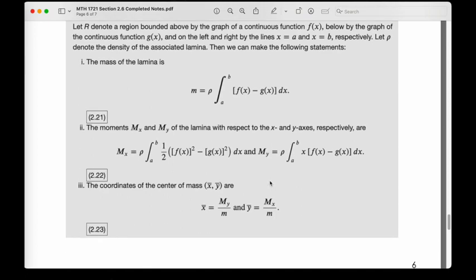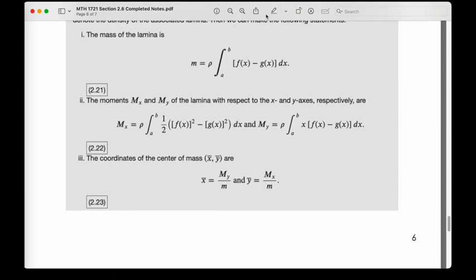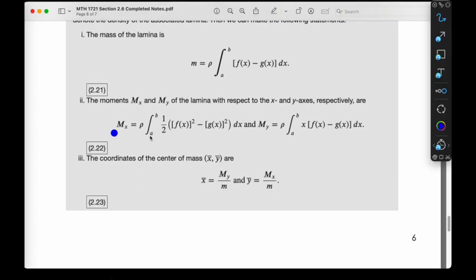Then your moments about the x and the y-axis are defined here. Here's my moment about the x-axis. You square each of the functions individually, find the difference, multiply by 1/2, and then you integrate on your interval of interest and multiply it by rho. And then for your moment about the y-axis, you find the difference in the functions, multiply by x, integrate that from a to b, and then multiply it by rho.